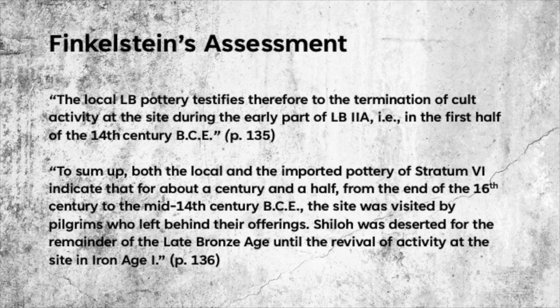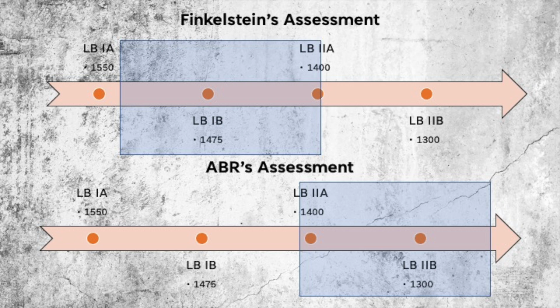So to give you guys a visual of the timeline of the juxtaposition of the two assessments, at the top you can see Finkelstein's assessment starting in LB1A going to LB2B, and the blue box being the time frame that each position places the favisa.